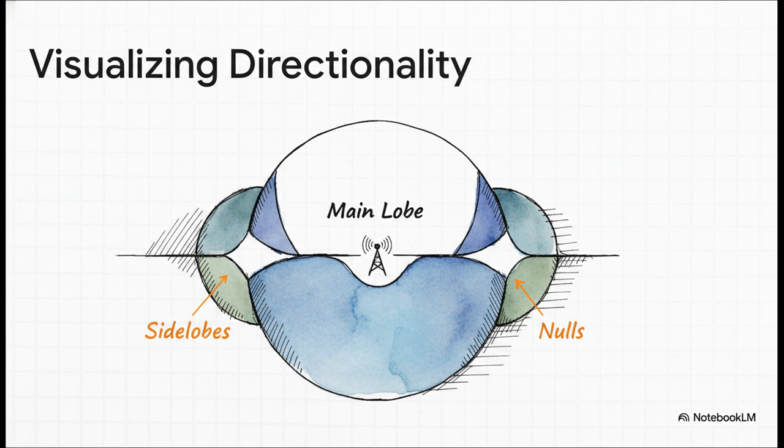So how do we actually see this focus? We use something called a radiation pattern. The main lobe, that's where all the action is, the direction of maximum power. The side lobes, that's wasted energy going in directions you probably don't want. And the nulls are total dead spots with basically zero signal. The shape of these patterns tells you everything you need to know about an antenna's directional behavior.